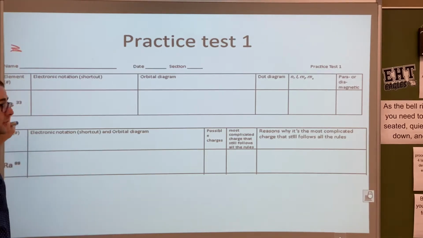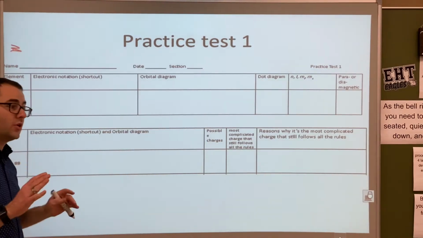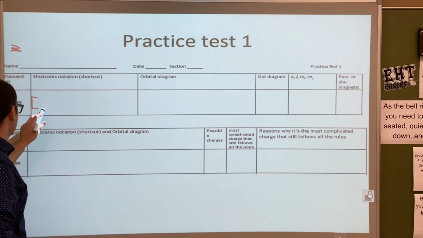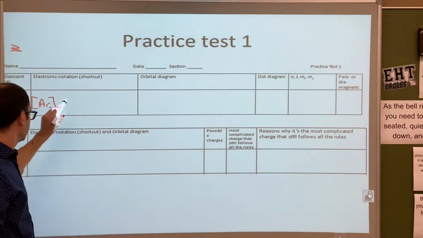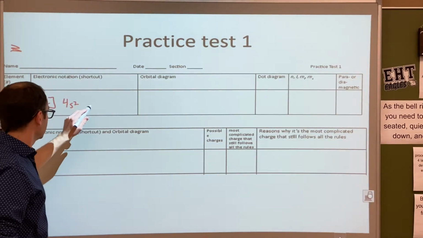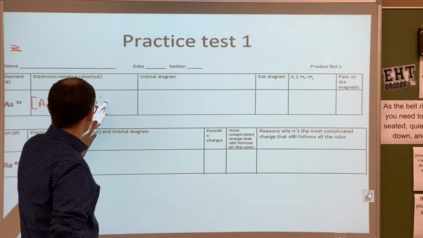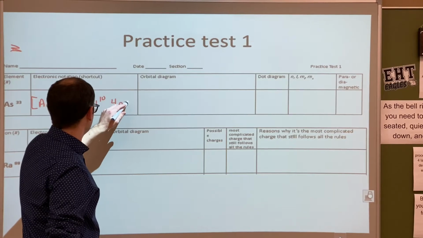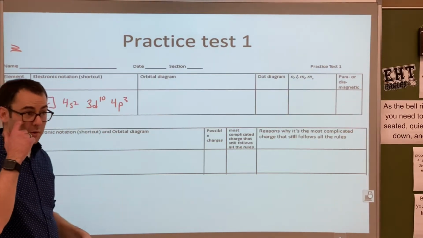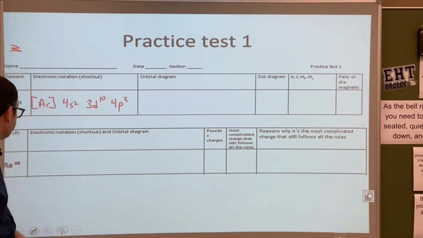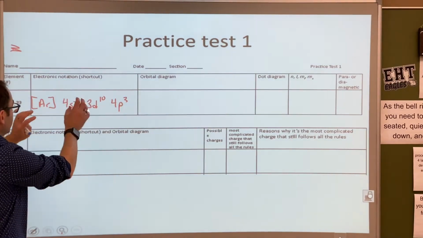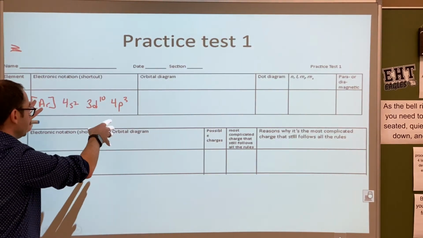Okay, so arsenic. What's the noble gas that comes before it? Argon, okay. And then what do we put after that? 4s2, 3d10, 4p3. Does everybody agree? Yeah? Okay. All right, so that's electronic notation, or electron configuration.